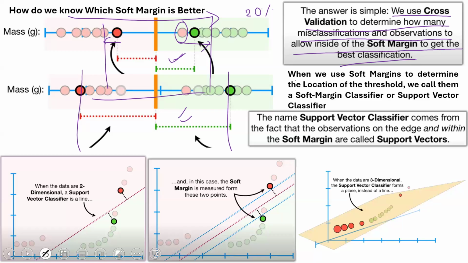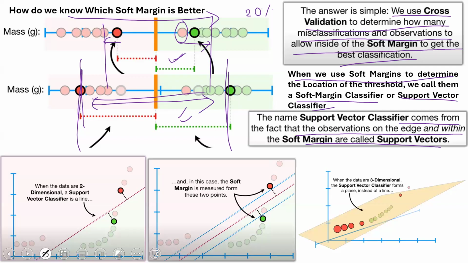Again, as I told you, when you use soft margins and allow misclassifications, those are called soft margin classifiers or support vector classifiers. The name support vector classifiers comes from the fact that the observations on the edges and within the soft margin are called support vectors. Okay. So the soft margin classifiers are called support vector classifiers because anything that falls within the soft margin is called a support vector.